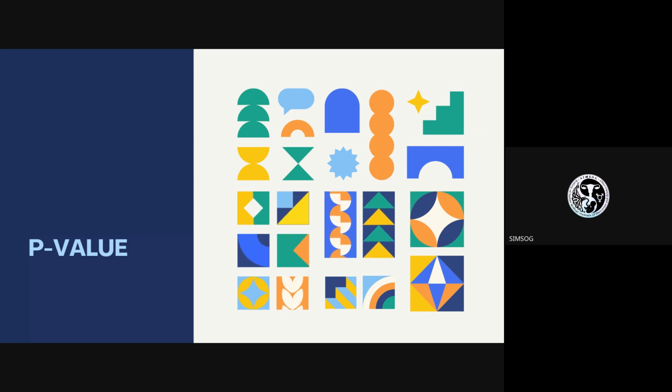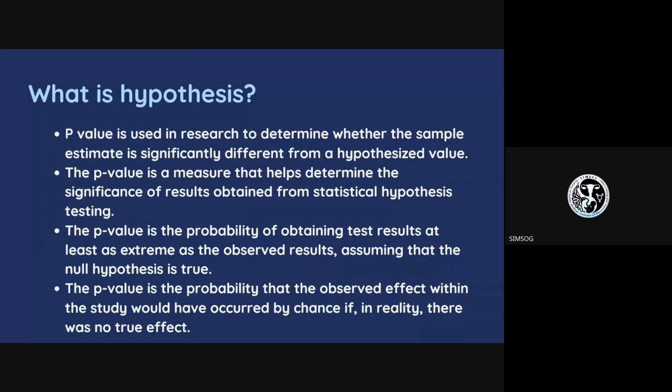Essentially, you can consider the p for probability. Sorry for the typo, this was a last minute thing. So a p value is used in research to determine whether the sample estimate is significantly different from a hypothesis value. Essentially, whatever we have been speaking about for so long, the p value is a measure that helps determine the significance of the results obtained from a statistical hypothesis test.